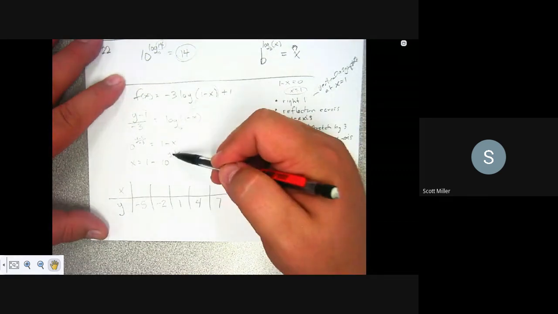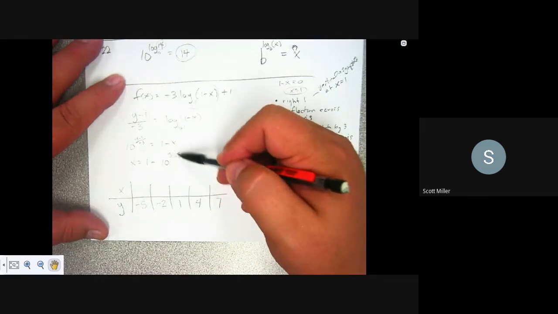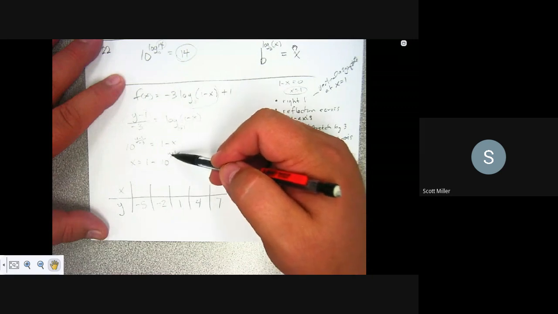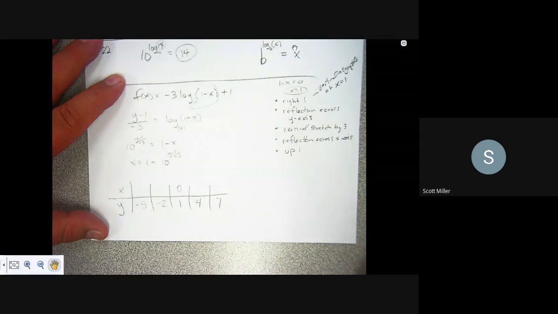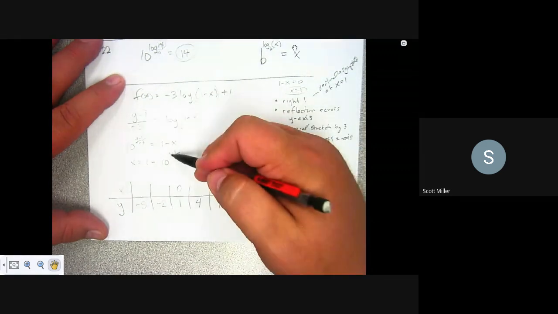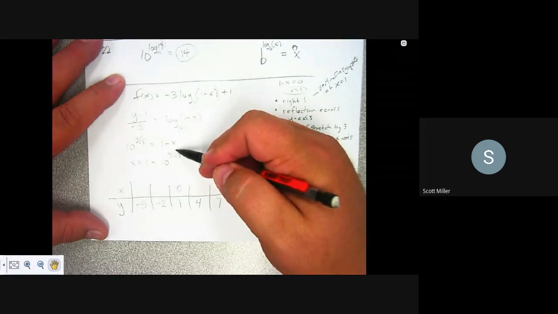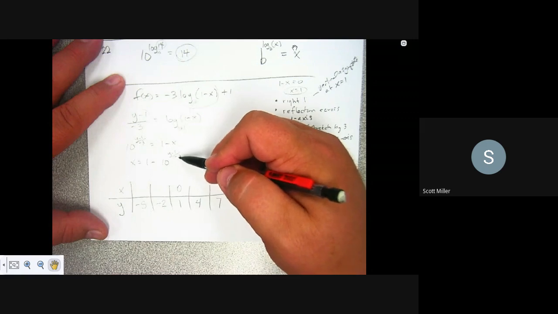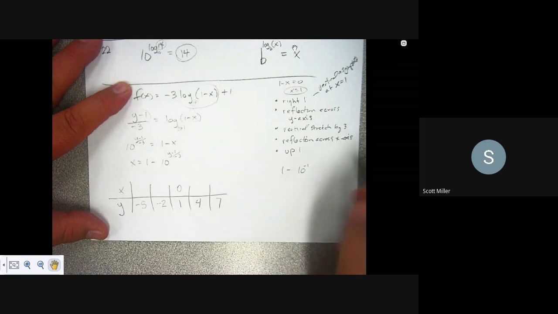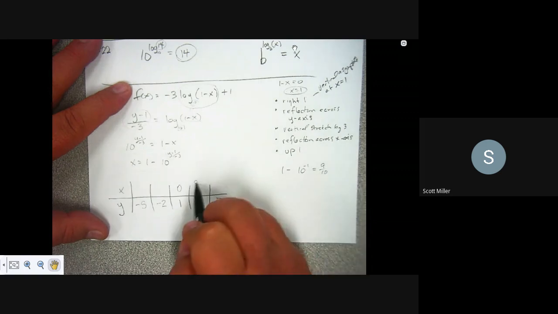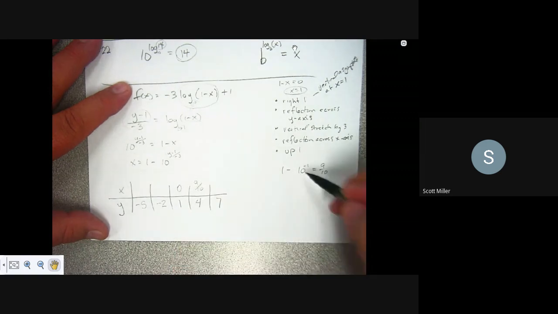If I plug in a 1, I get 0. The exponent is 0. 10 to the 0 is 1. 1 minus 1 is 0. If I plug in 4, the top will be a 3. 3 divided by -3 is -1. So I have 1 minus 10 to the -1. Write it out if you need to. This is 1 over 10. So this is going to be 9 over 10. This will be 1/10. 1 minus 1/10 is 9/10.